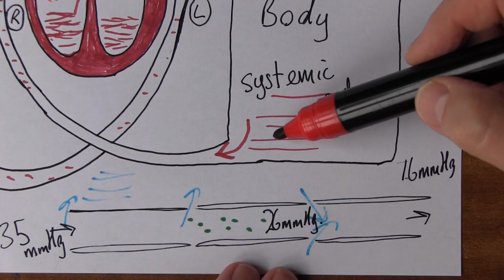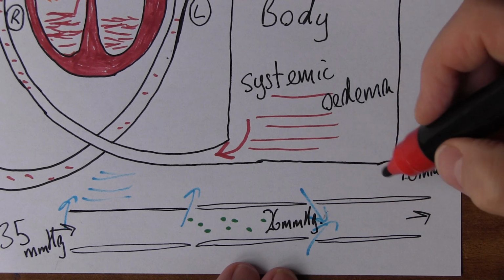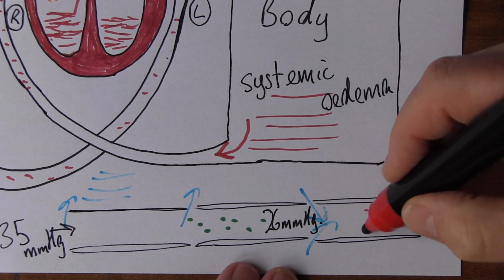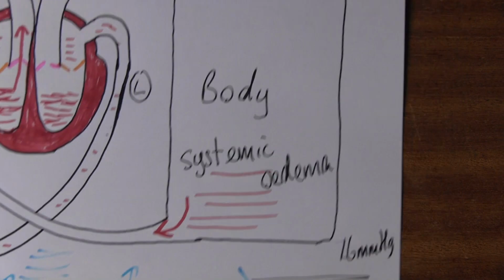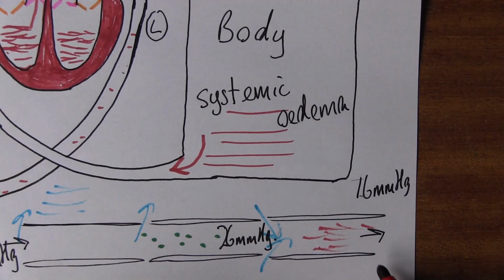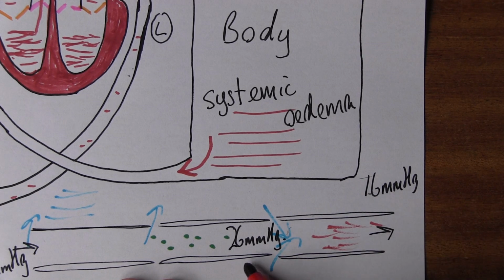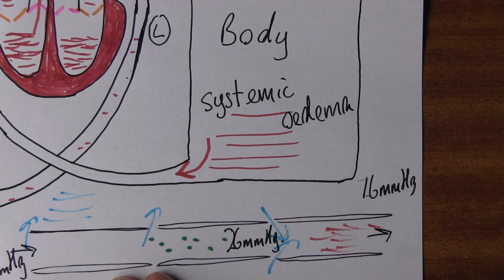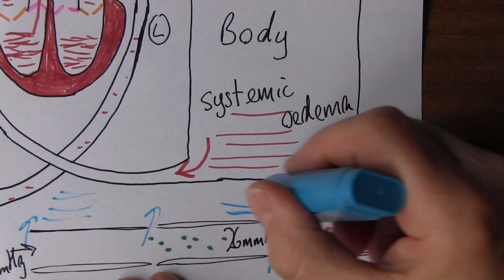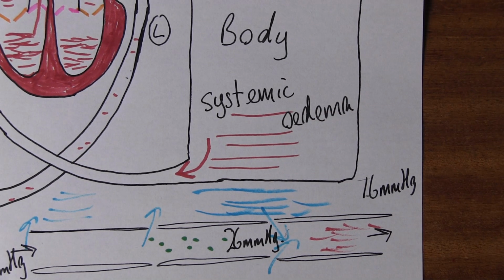So if there's an increased pressure in the systemic veins, that's going to dam back to the systemic capillaries. And that means instead of being 16 millimeters of mercury, that pressure is going to be raised, and that's going to lower the difference between the 26 and the 16. So less tissue fluid is going to be reabsorbed. And when less tissue fluid is absorbed, it accumulates in the tissues as edema. So these patients become edematous.